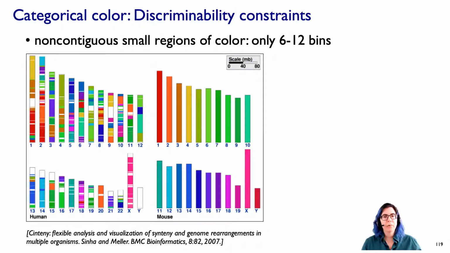So fundamentally, we have quite limited abilities to distinguish non-contiguous small regions. A very safe rule of thumb would be from 6 to 12 bins. Keep in mind that includes the background and maybe a highlight color and a neutral color. So it's quite tricky. A lot of people are tempted to push categorical color beyond what it's capable of.